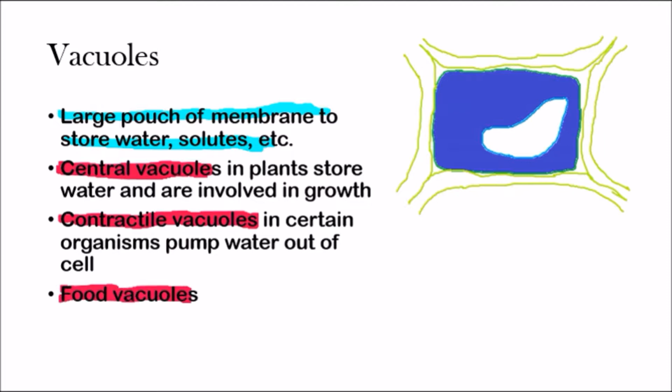Let's first talk about what a central vacuole is. Central vacuoles are only found in plant cells, and they have many functions. Here we have a plant cell, and here we have the cell membrane. Here we have the cytosol, and here we have the central vacuole. As you can notice, the central vacuole is a very large part of a plant cell.